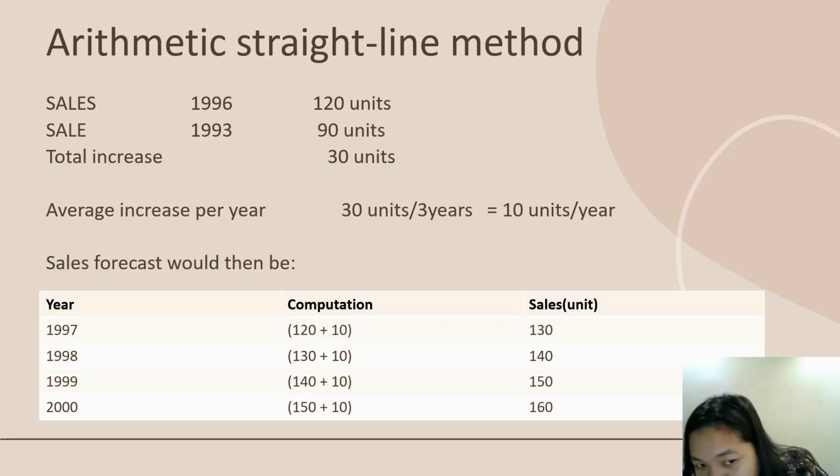So we have sales forecast would then be like this one. So in addition, like from 1996 we have 120 units. Since we all know that every year kay mag-add siya 10 units, so as you can see year 1997 120 units plus 10 units equals 130 units. So on and so forth. So additional 10 units. So mao na siya yung nag-gather sa arithmetic straight line method.